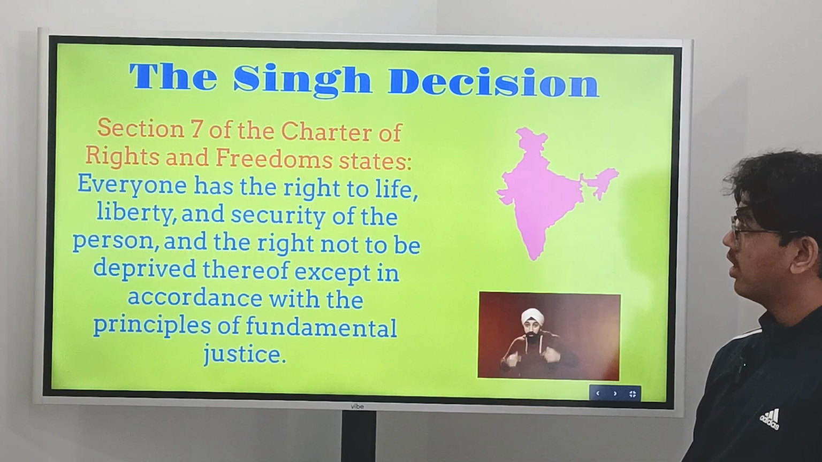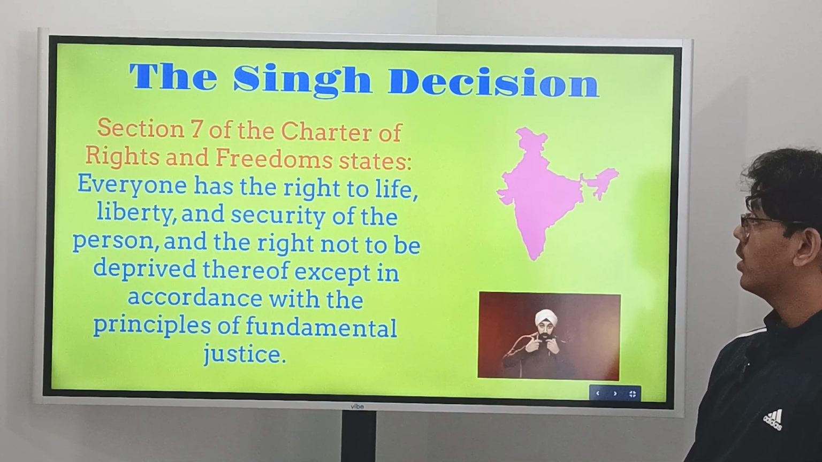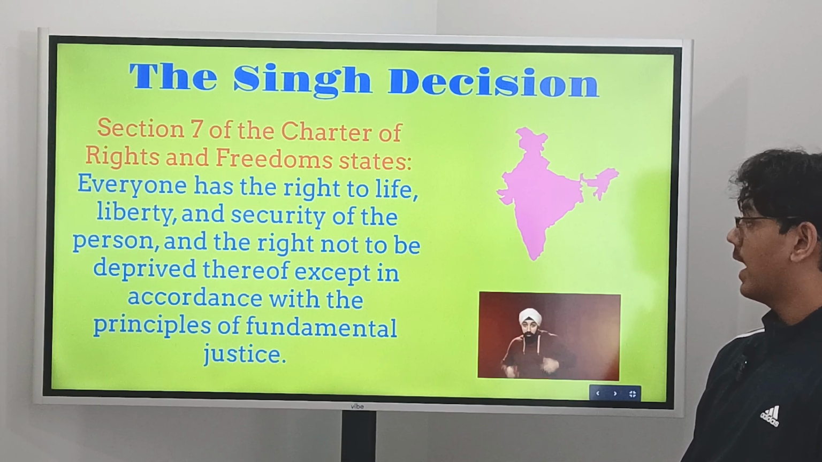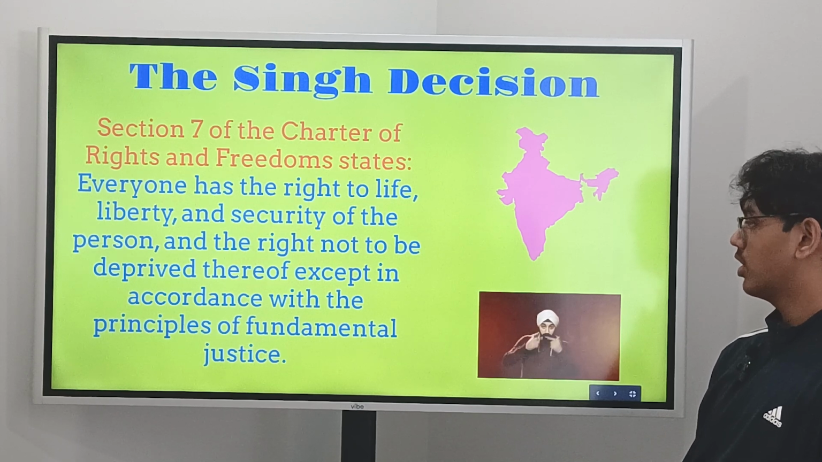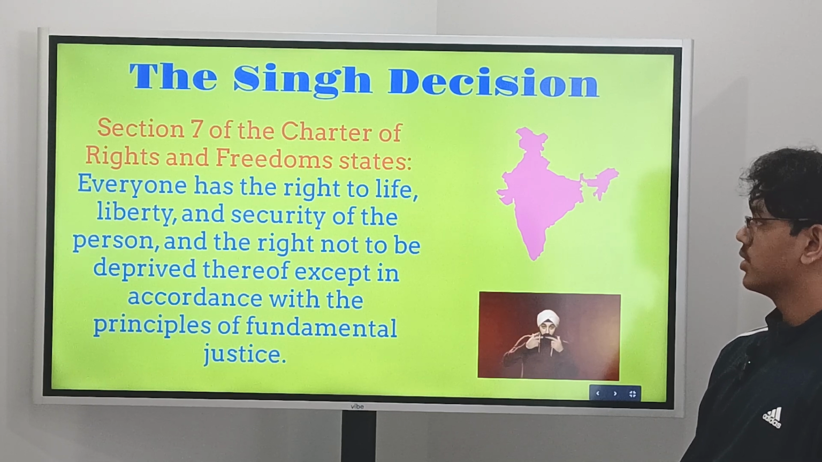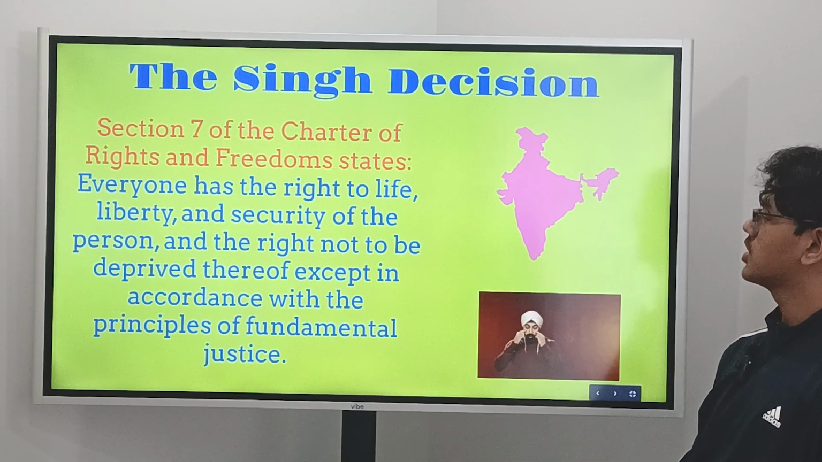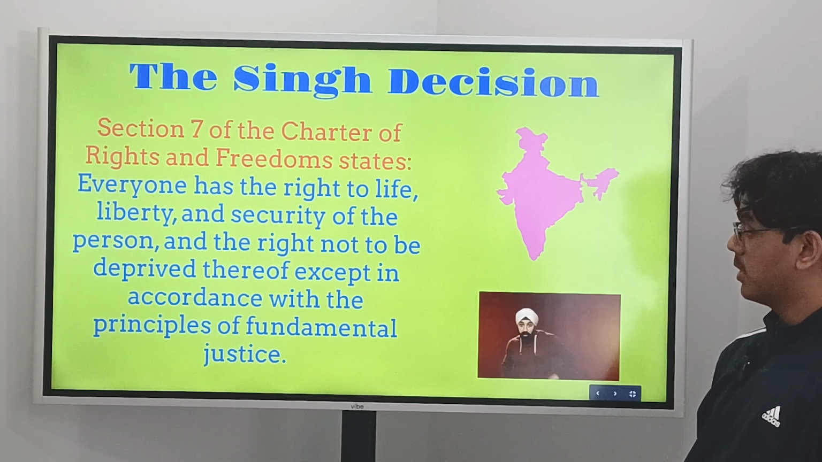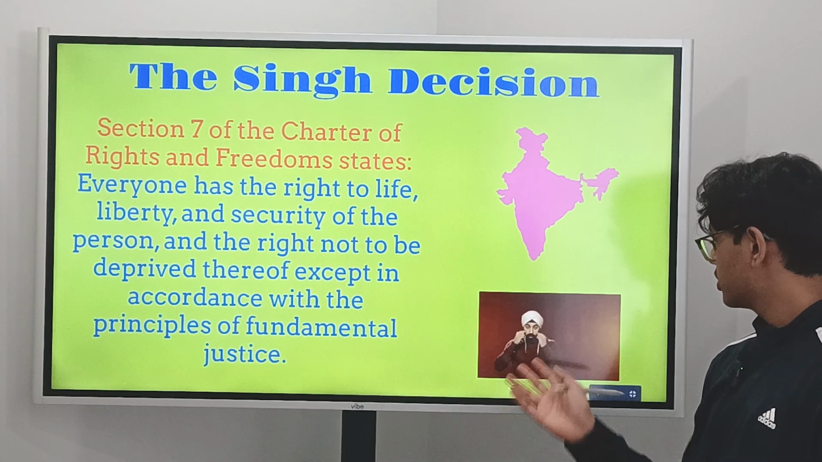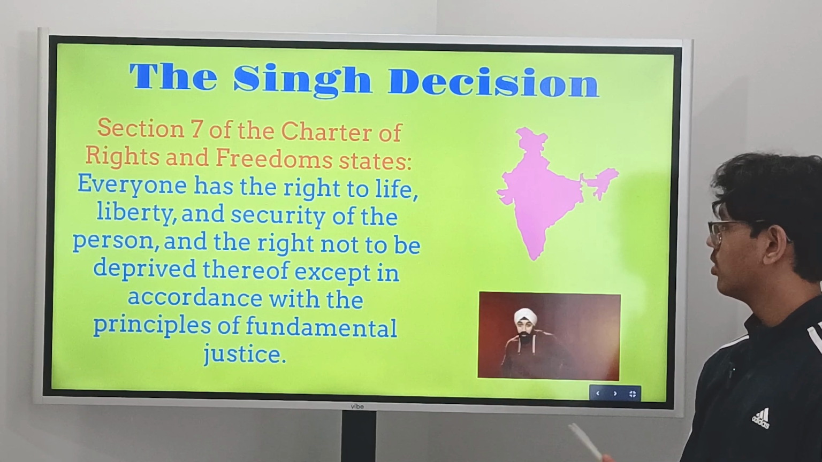Section 7 of the Charter of Rights and Freedoms states that everyone has the right to life, liberty, and security of the person, and the right not to be deprived thereof, except in accordance with the principles of fundamental justice. So this section of the Charter just states that everyone should be allowed to have their own rights to life, and they should also be allowed to do whatever they please.